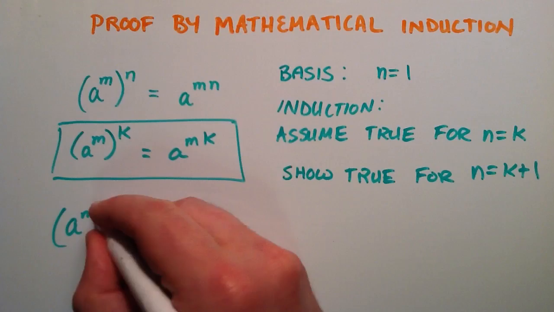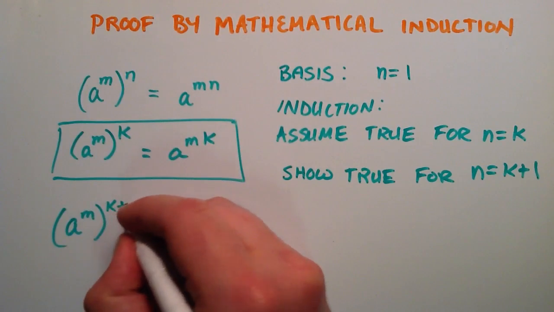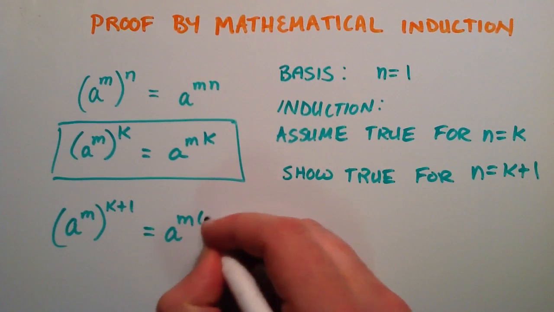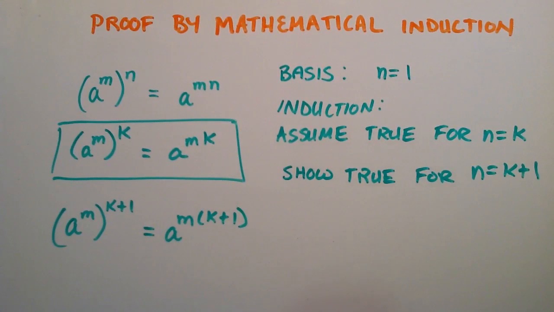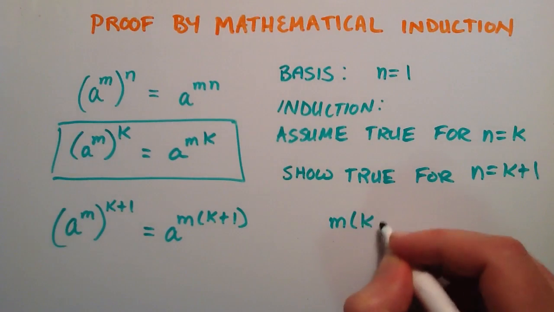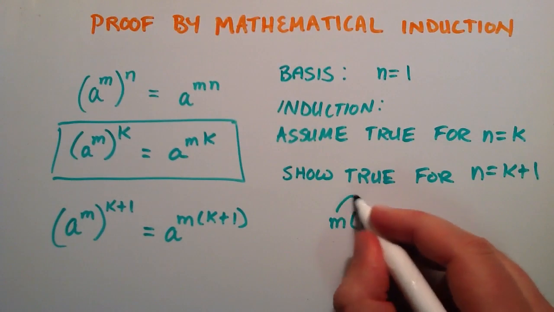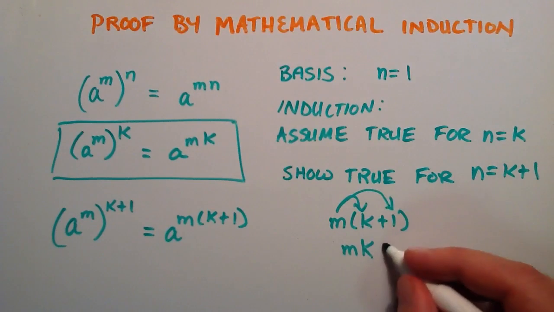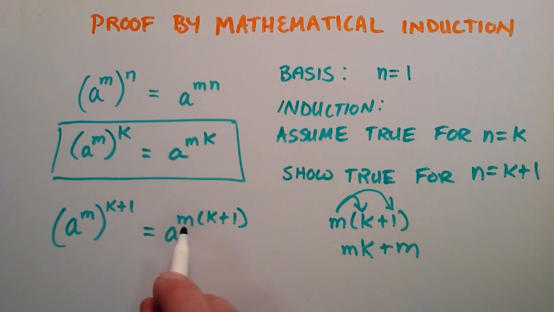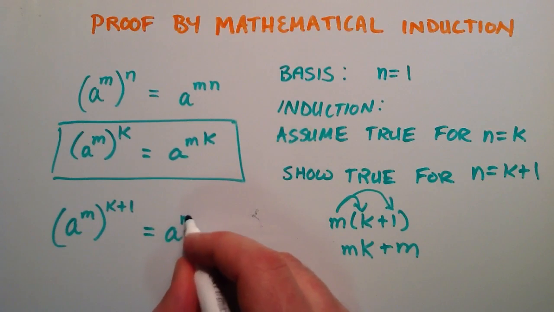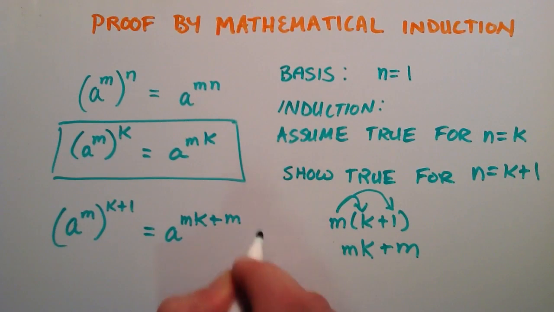So we have a to the m to the n, which is k plus 1. Is that equal to a to the m times n, or a to the m times k plus 1 in this case? Now let's look at this exponent here. We have m times k plus 1 in parentheses, so we're going to use the distributive property. m times k is mk, and m times a positive 1 is positive m. So m times the quantity k plus 1 is the same thing as m times k plus m. Let's write that down in the exponent here. So this is a to the mk plus m power.